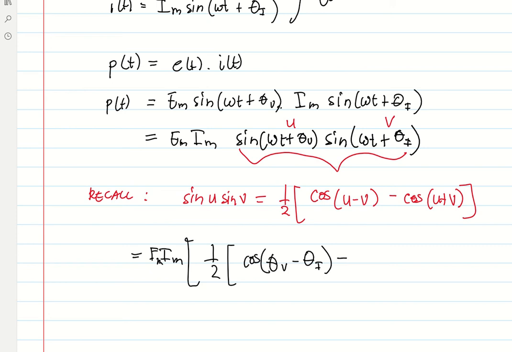Then for the second term, minus cosine of the sum of the two. So u plus v: omega t plus omega t is twice omega t, then plus theta v, then plus theta I.